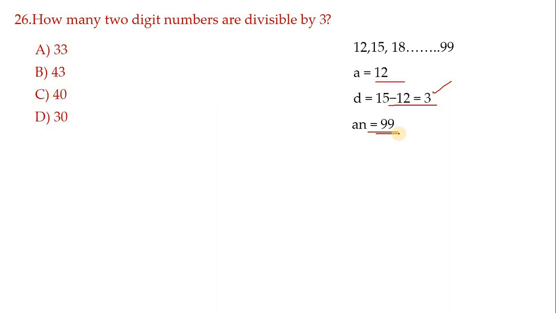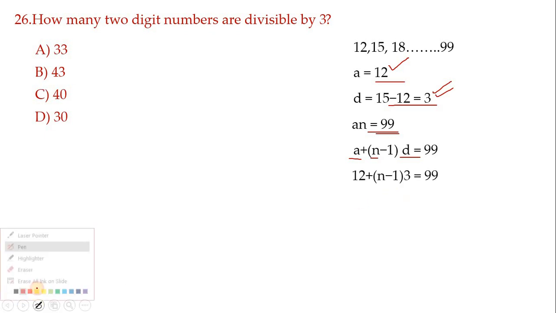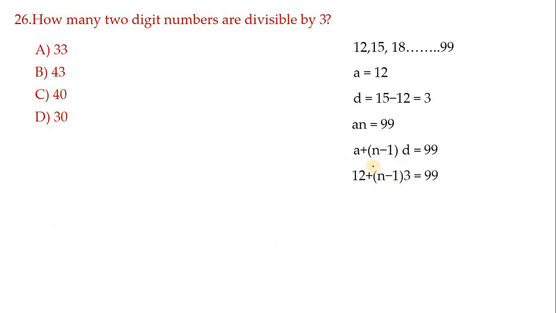Now we have to find the N value. They are asking how many numbers. So let us use the nth term finding formula. So let us substitute values. The A value here is 12. The N value we need to find, n, right, as it is. The D value is 3. So write the values, and next this 12 you transfer this side, we get 99 minus 12. So 99 minus 12 gives 87.